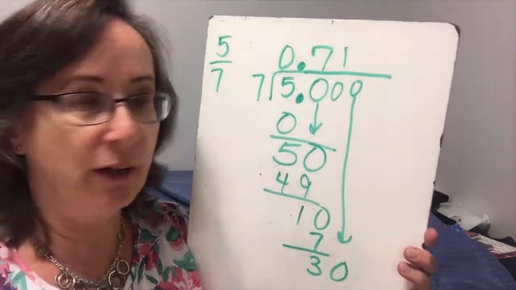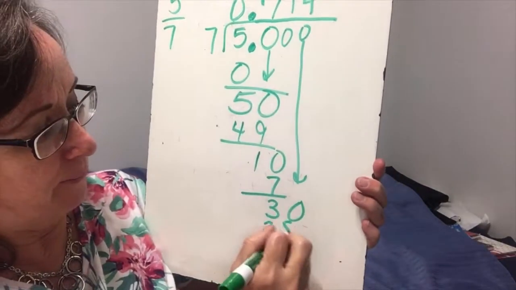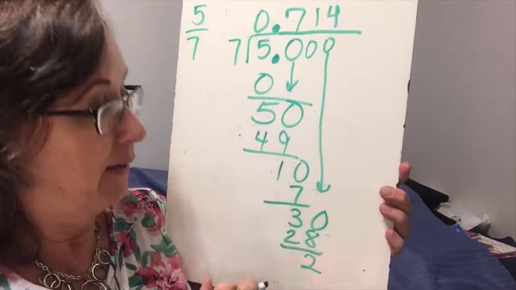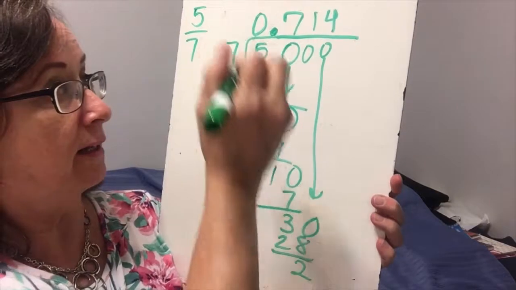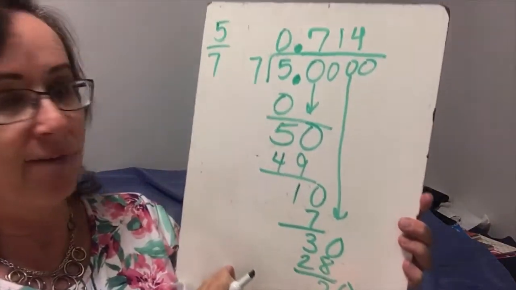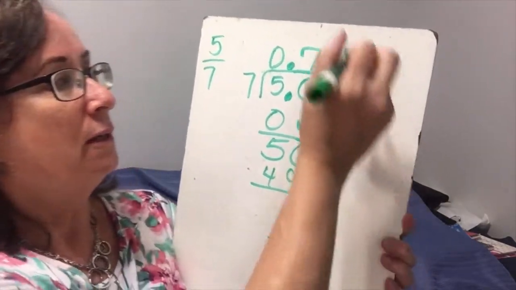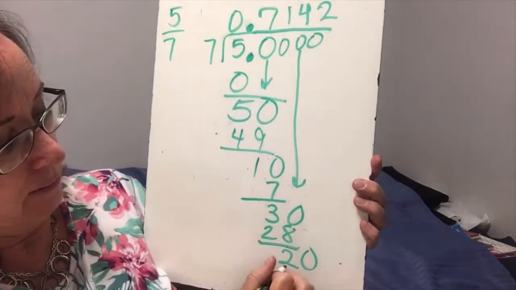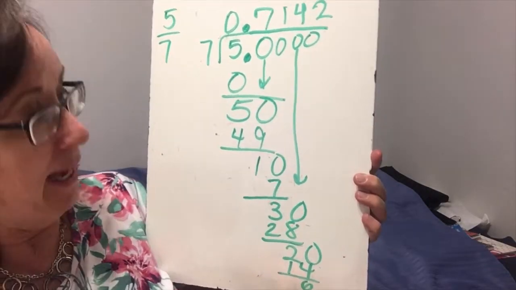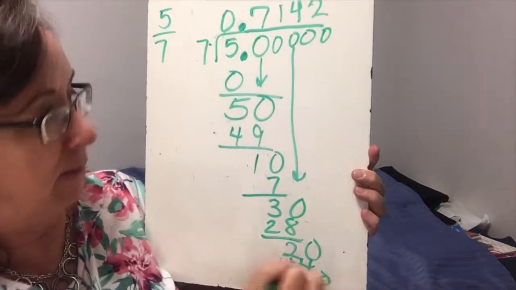And 7 into 30 is 4. 4 times 7 is 28. And then we get a 2. And then we say a 2 is less than 7, so we're going to have to bring down another one. 7 into 20 is going to go 2. 2 times 7, 14. We get a 6. Okay? And then we say, oh, it's not going to go into 6. We bring down another 0.